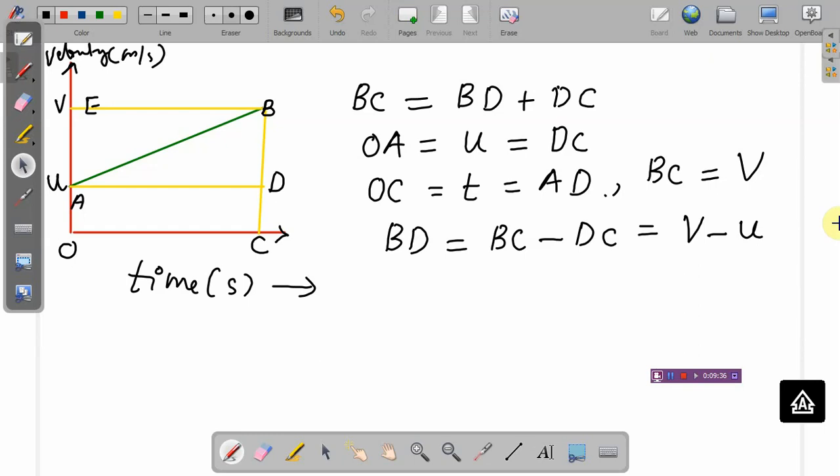Then this is a velocity time graph. In the previous class we have seen if the velocity time graph is a straight line, the slope of that velocity time graph will give me the acceleration, right? The slope of the velocity time graph gives me acceleration. So what is acceleration here?